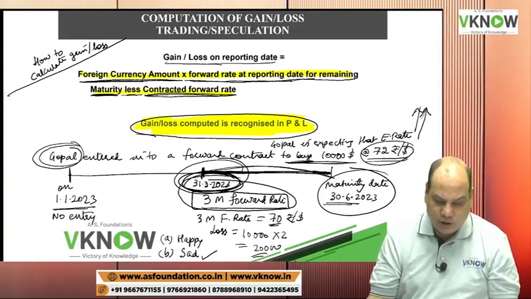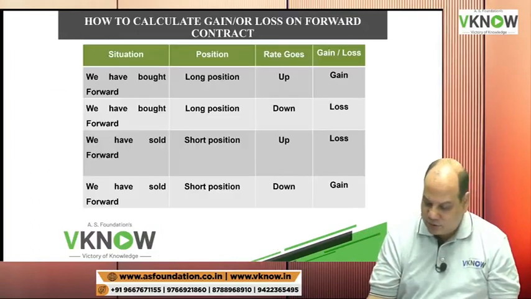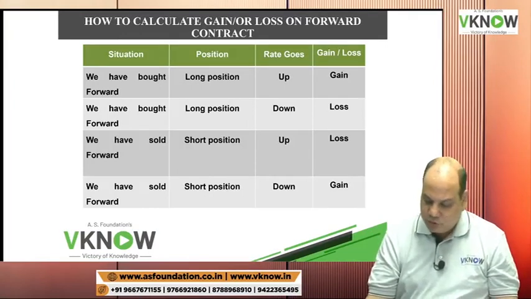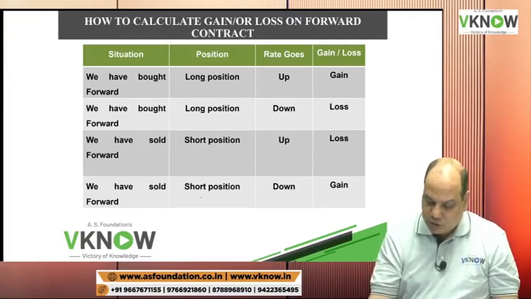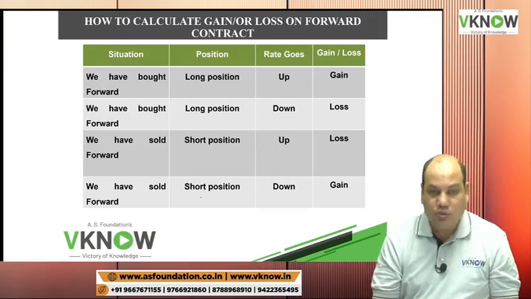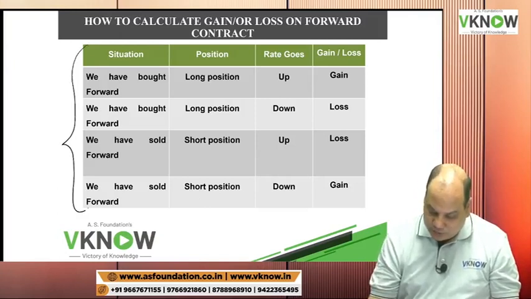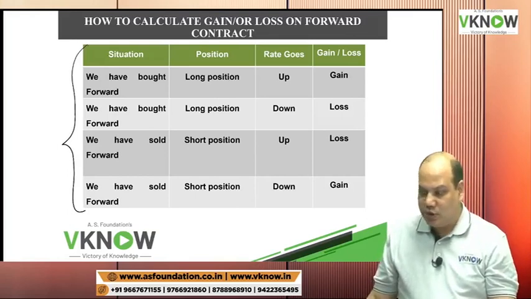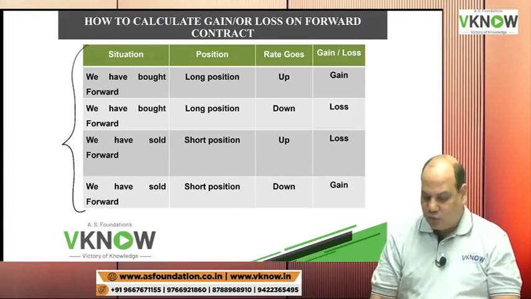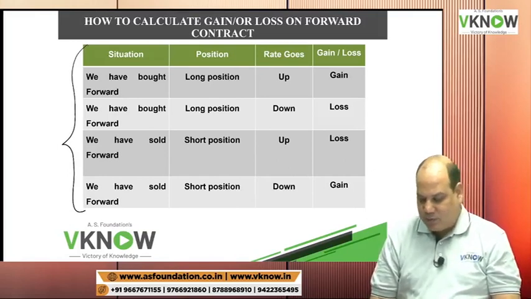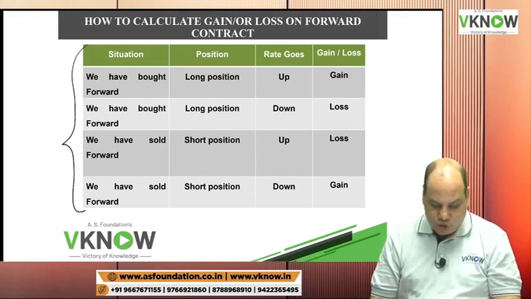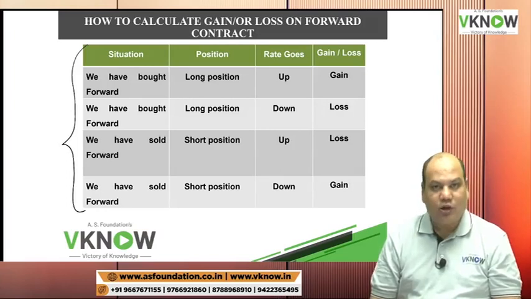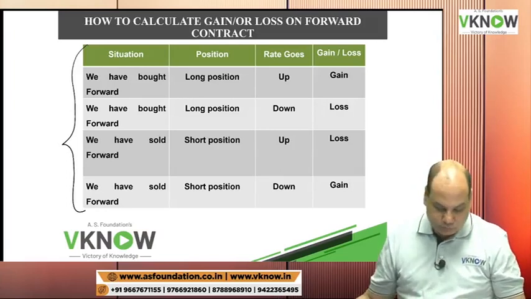Sad. Kunal is saying sad. Ranjit is saying sad. So what I have done, because you don't know about forward contract, please complete this table. This is from my side to the student. Okay, so student will quickly write situation, position, rate goes, and last column is gain or loss.